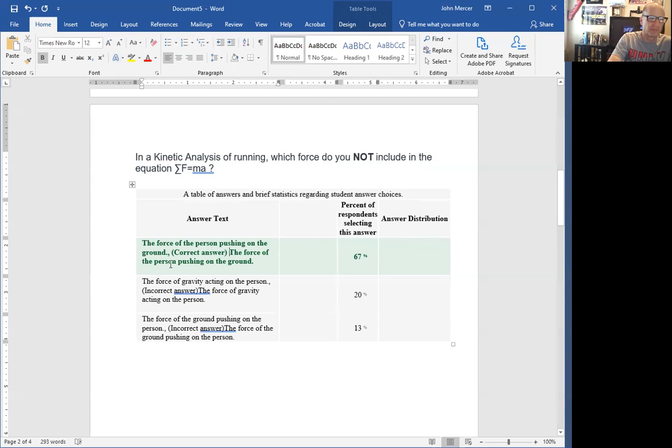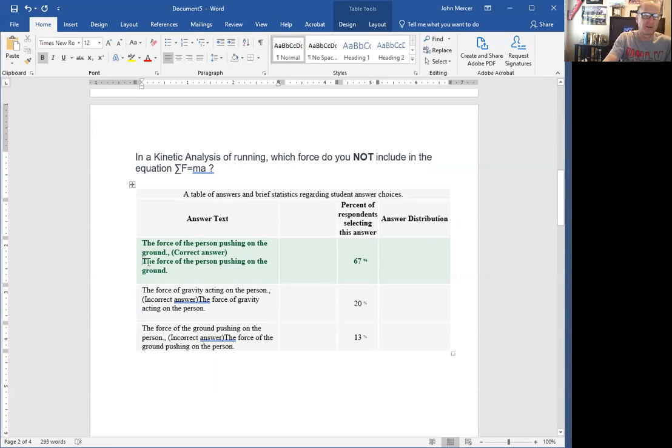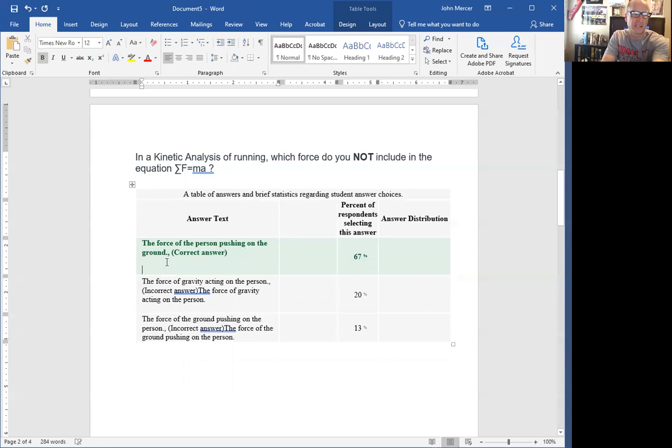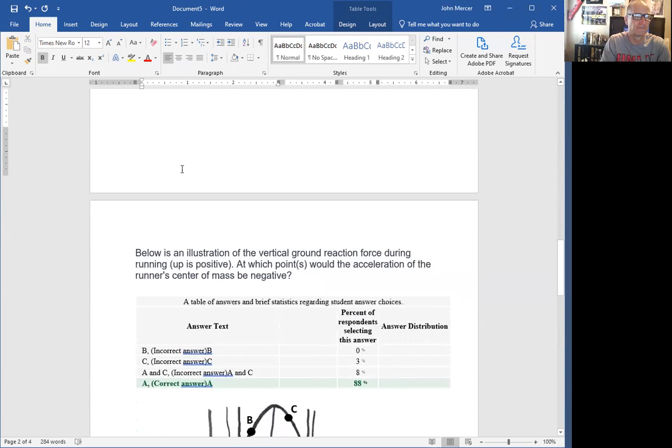So the force of the person pushing on the ground, I don't know why it's doubled up there, is the correct answer, because you do not include this force in the equation. Sorry about the pause there. The force of gravity acting on the person, okay, that's correct. You do include that. The force of the ground pushing on the person. These are forces pushing on or pulling on the object. And so these forces we put into this equation, we do not put in the force created by the object. So this is the correct answer because it's a negative question.